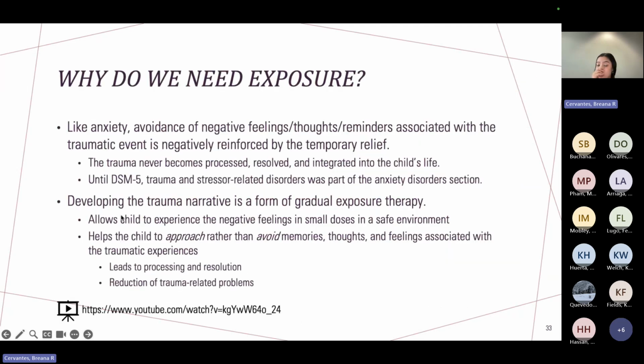So why do we need that, whether it's the trauma narration or the exposure? Well, like anxiety, the avoidance of the negative feelings, thoughts, reminders, whatever that's associated with a traumatic event is negatively reinforced by temporary relief. So we keep avoiding, we're just amplifying the anxiety about it. And the avoidance is temporary relief, but it just gets negatively reinforced. So we're just amplifying this idea that I can't tolerate it. It's going to be really, really bad when I'm having to confront that anxiety or that traumatic reminder. That's very similar to anxiety. That's just like the cycle.